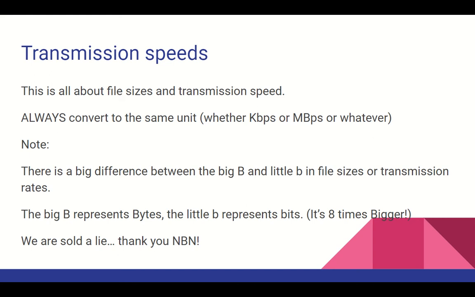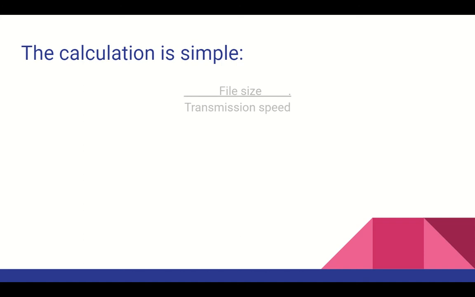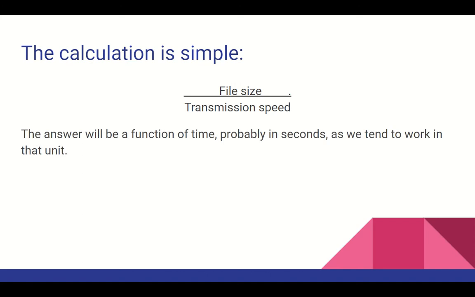Okay. So, transmission speeds. The important part here is always work in the same unit. The calculation is simple. The difficulty is the conversion of units. It's the file size divided by the transmission speed. It's really simple. And that should give me an answer in minutes or seconds. So, if my transmission speed is megabytes per second, my answer will come in seconds. If my transmission speed is megabytes per minute, I'll get an answer in minutes, obviously.